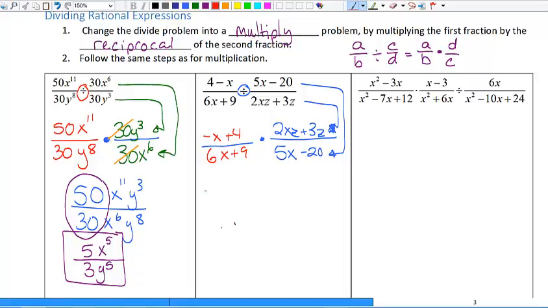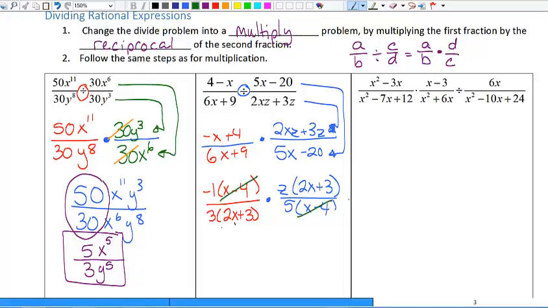Now that this is a multiply sign, I want to factor. So I'm going to factor negative 1 out of the numerator. I'm going to factor a 3 out of the denominator. I'll factor a z out of the second numerator and a 5 out of the new denominator. Once I have this all factored, I can see that the x minus 4 factor divides out to 1, and also the 2x plus 3 divides out to 1.